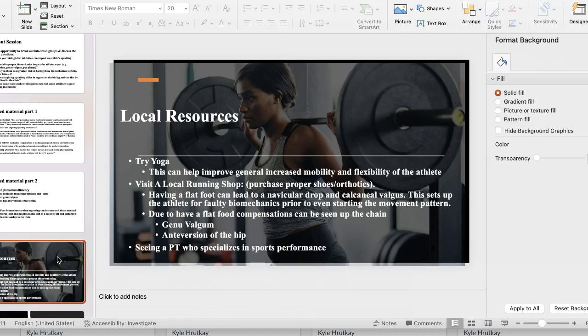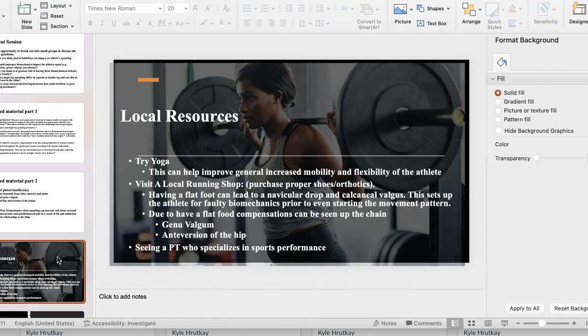Also, it's a nice balance, especially to all of the compound training that sometimes they're doing and the compression forces. So yoga can be a great way to address strength, mobility, and flexibility, but also gives that patient almost like an active rest day. So, something definitely to consider with your athletes. Also, I would recommend visiting a local running shop.